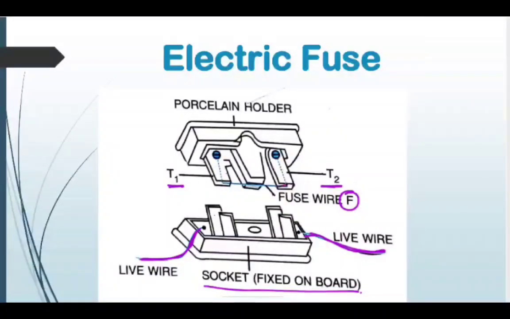It safeguards the circuit and the appliances connected in the circuit from being damaged. They don't get burned, they don't get overloaded. Now if the current in the circuit exceeds a specified value due to voltage fluctuations, there could be a short circuit. So this is how the fuse works.